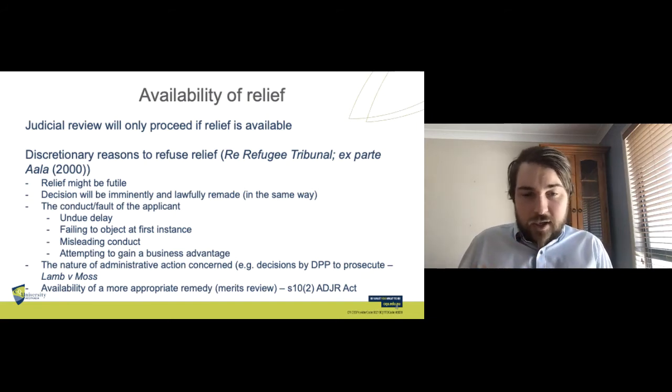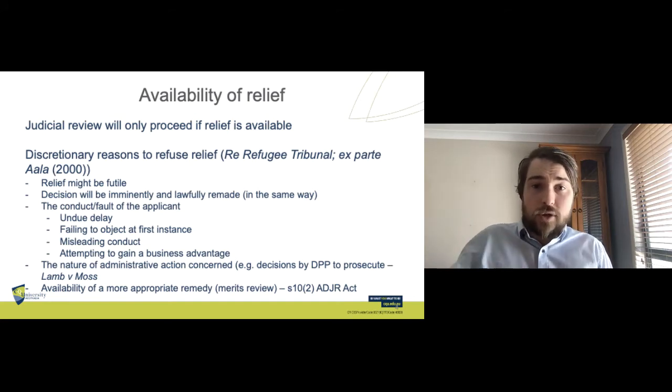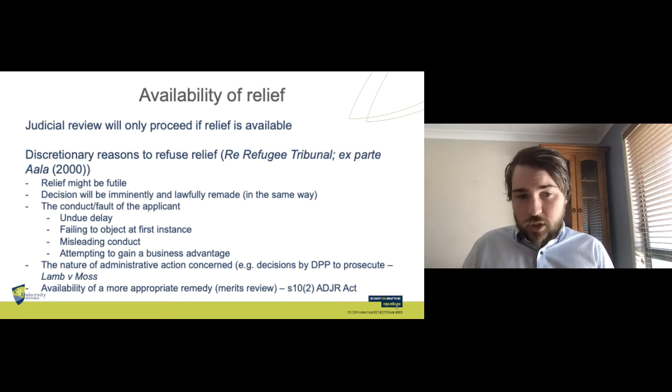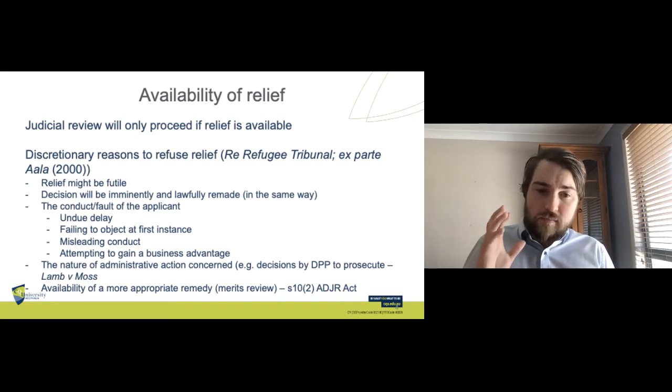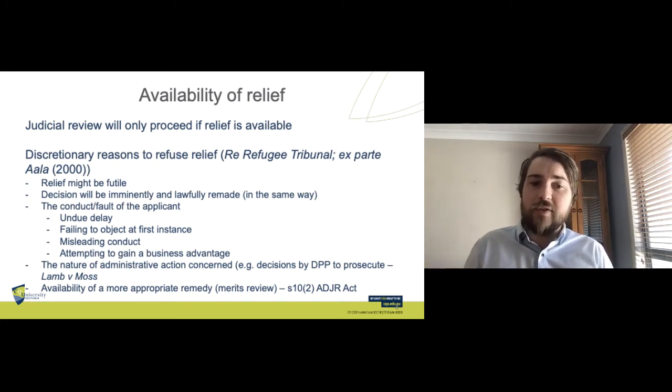You can sort of get around that by arguing that there's no reason not to give relief anyway, just as a test case. But the process is expensive. You might question whether you'd bother in a practical sense. The court might also refuse relief if the decision will be imminently and lawfully remade in the same way.